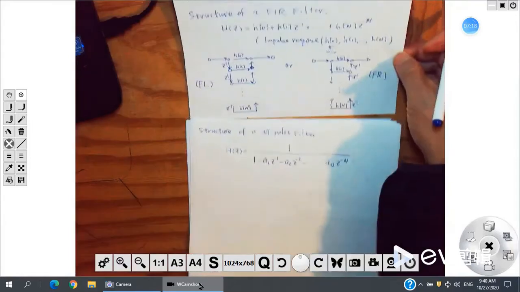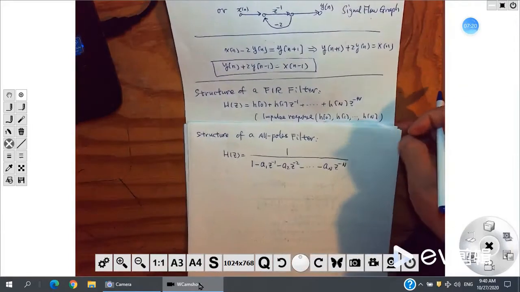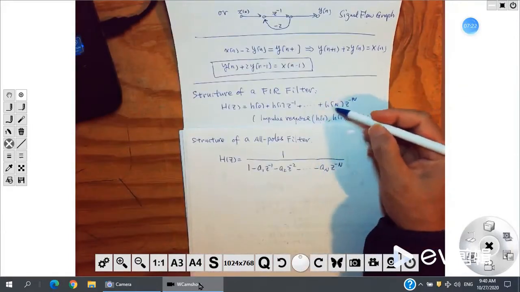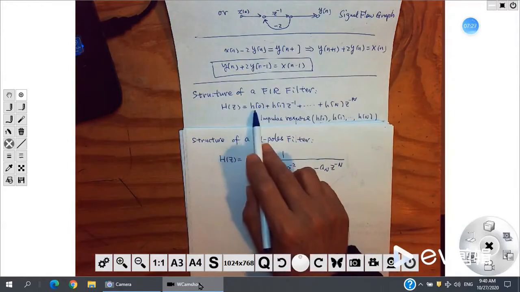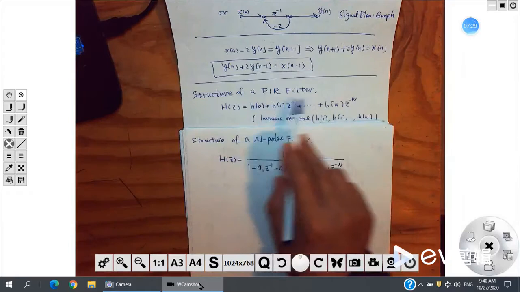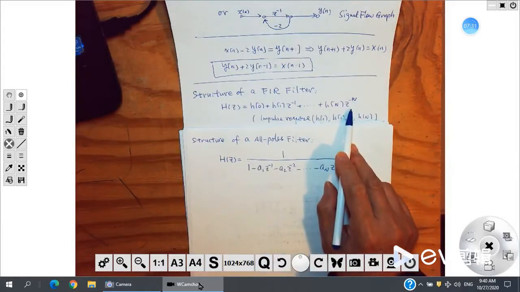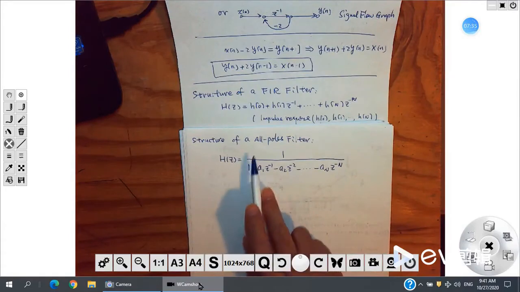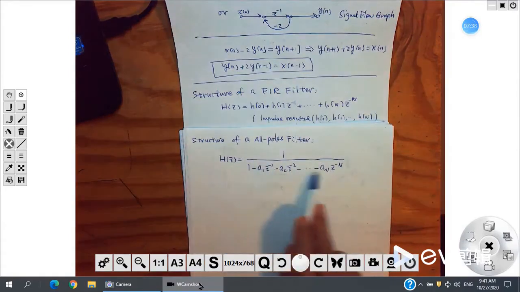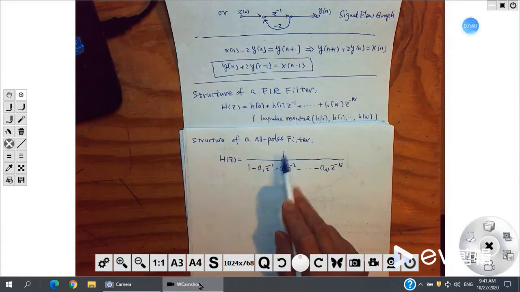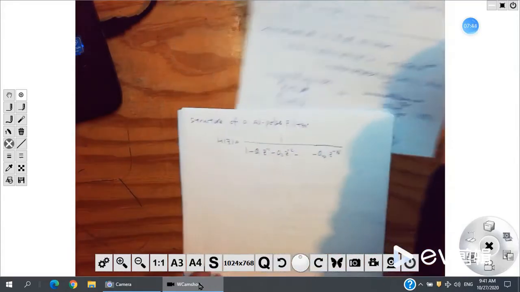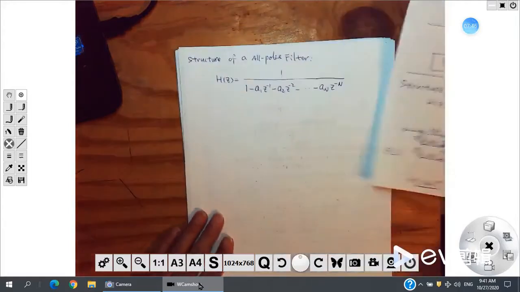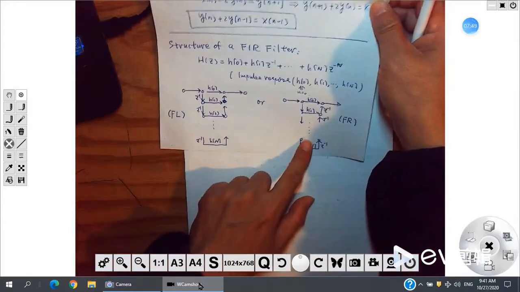You can think of it as a transfer function in the reverse way. If you consider the FIR filter's transfer function as a fraction, then this fraction's denominator is 1. Here, for the all-poles filter, this fraction's numerator is 1. Okay? Just kind of a reverse of this one. Then the structure is also similar to this.